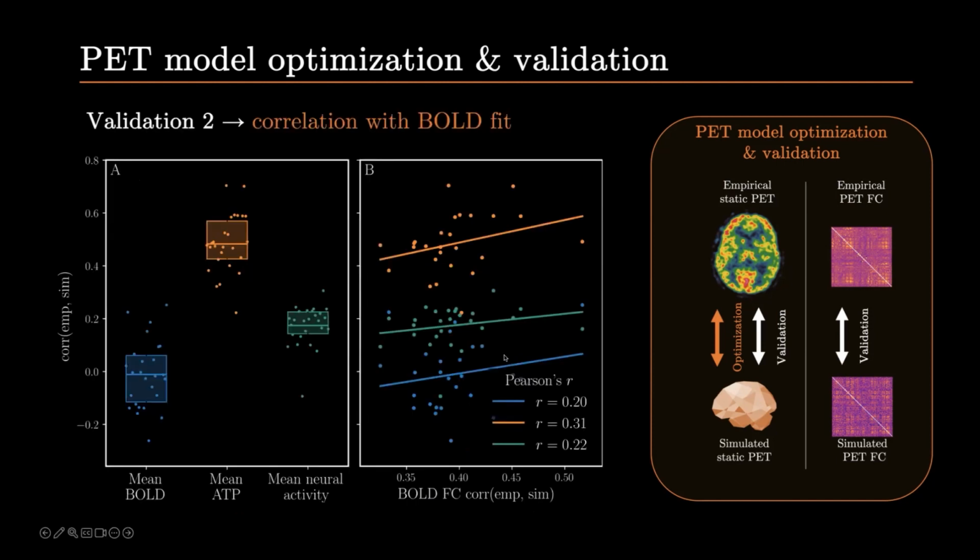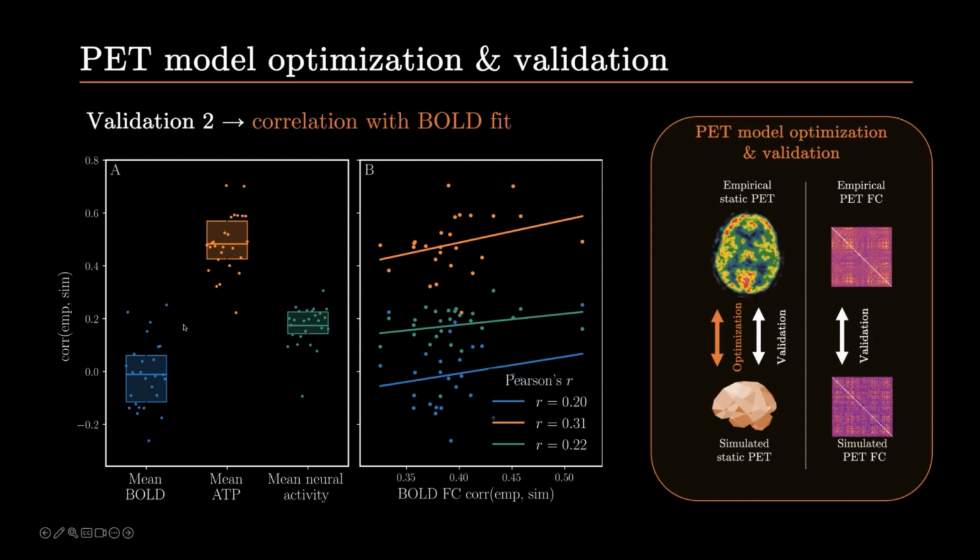Second validation: we wondered what determines how well our PET simulation explains the empirical PET data. Our first intuition was to check whether it matters how well we fitted the Bold simulation in the first place. As you know, in the pipeline, there's first a block with TVB producing raw neural activity, which is fitted to Bold. And it's natural to ask whether it matters how well we fit Bold for the PET model.